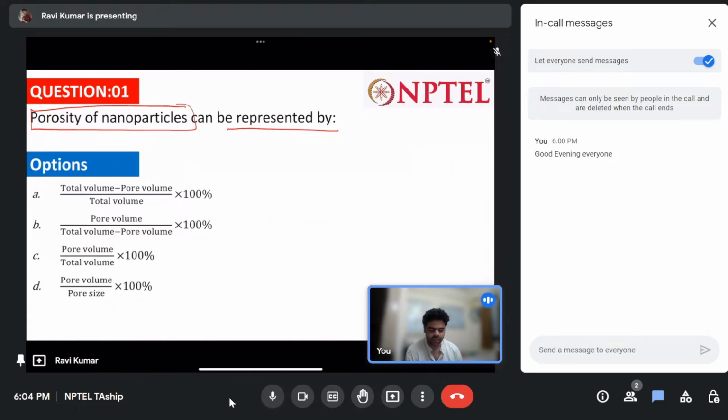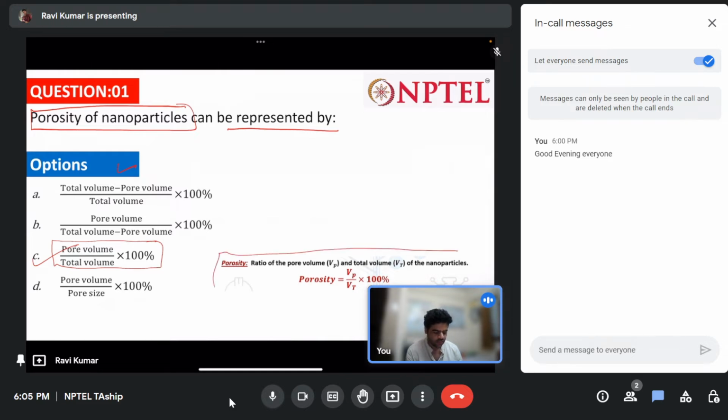So porosity is defined by pore volume divided by total volume into 100. So option C is the correct answer here. From the lectures, this is a snap from the lecture only. You can see porosity is defined as pore volume divided by total volume into 100. This 100 is for changing it into percentage. So for this question, option C is the correct answer.